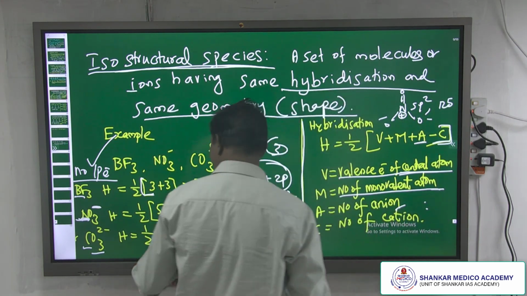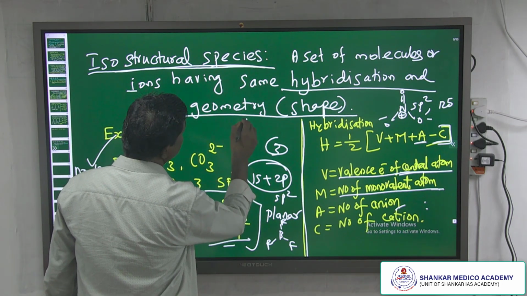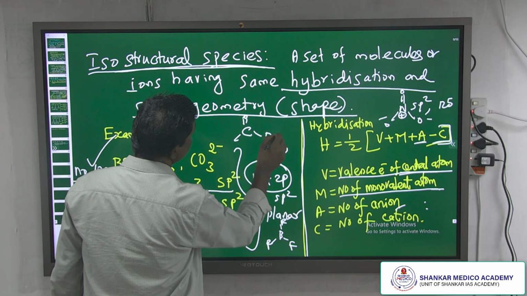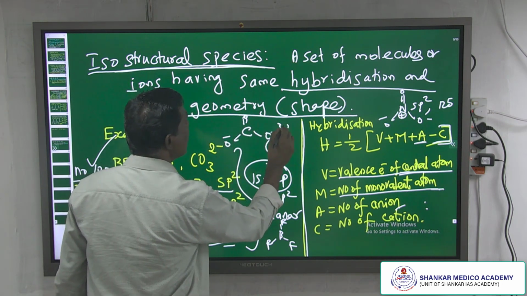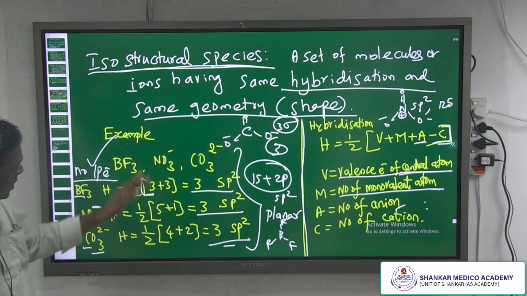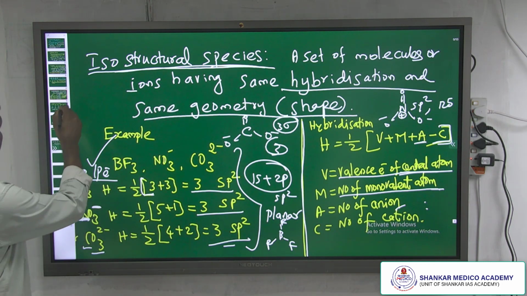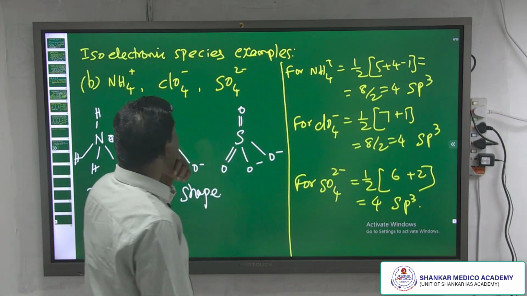In fact, what is another one, CO3 2 minus also, you have one double bond and the carbon valence is always 4, and with the minus charges, it has 3 sigma bonds, and this is also a planar molecule. So let us go for another one, an isoelectronic species, another example.